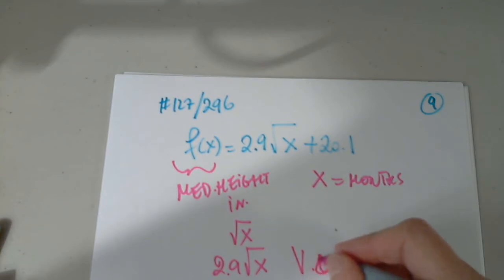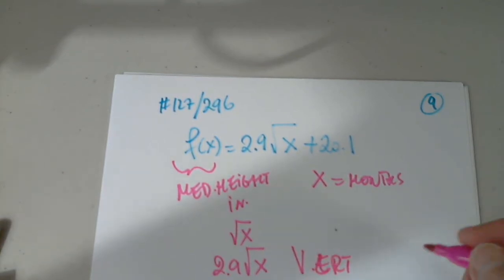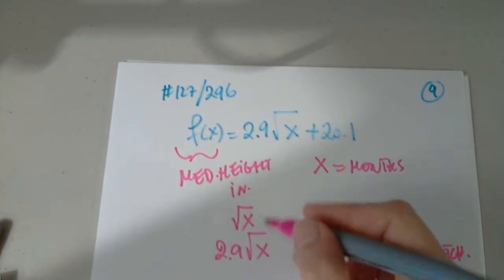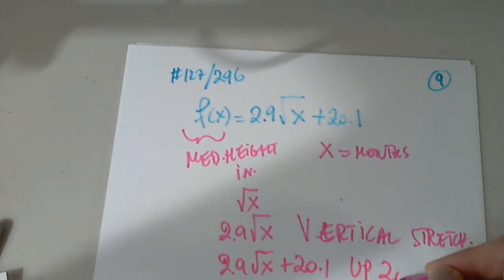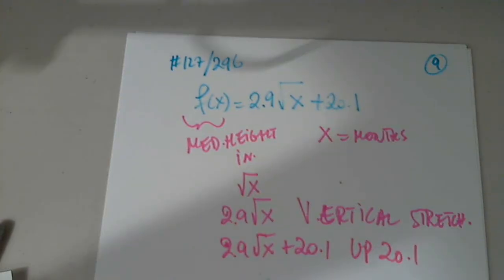Let me write. Let me not be lazy. Vertical stretching. And then 2.9 the square root of x plus 20.1, up 20.1. That's our explanation. We can easily see that.